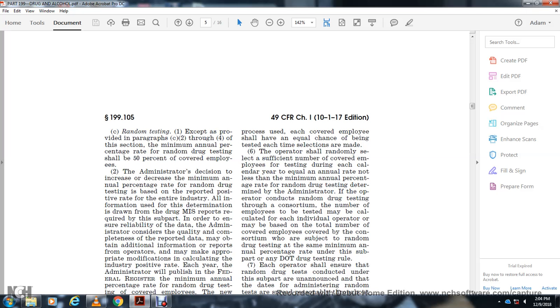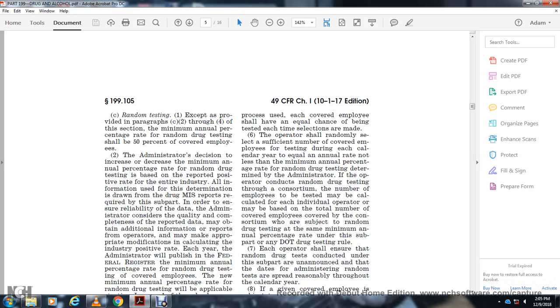The operator shall randomly select a sufficient number of covered employees for testing during each calendar year, with an equal annual rate not less than the minimum annual percentage rate for random drug testing determined by the administrator. If the operator conducts random drug testing through a consortium, the number of employees to be tested may be calculated for individual operators, but may be based on the total number of covered employees covered by the consortium that are subject to random drug testing. The same minimum annual percentage rate applies to the operator under this subpart.